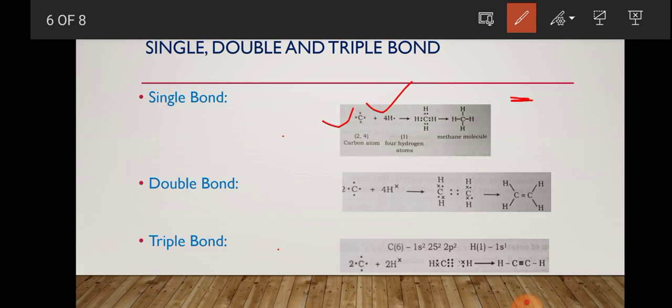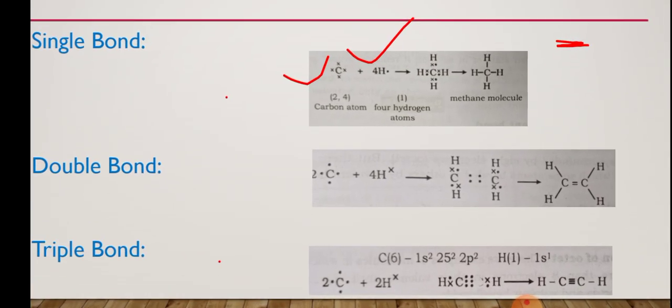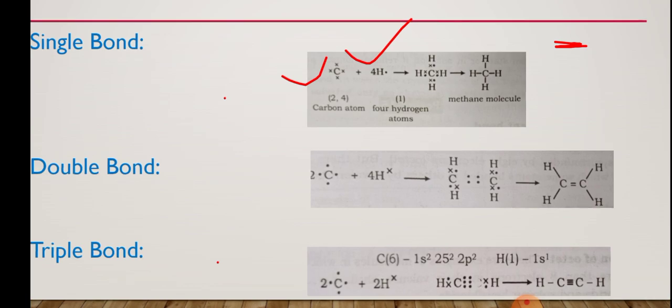Now, double bond. The bond formed between two atoms due to the sharing of two electron pairs is called double covalent bond or simply a double bond. It is denoted by two small horizontal lines.